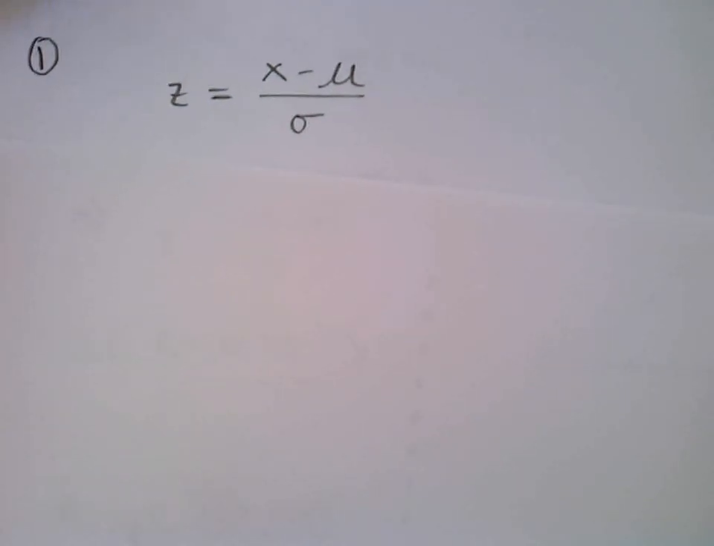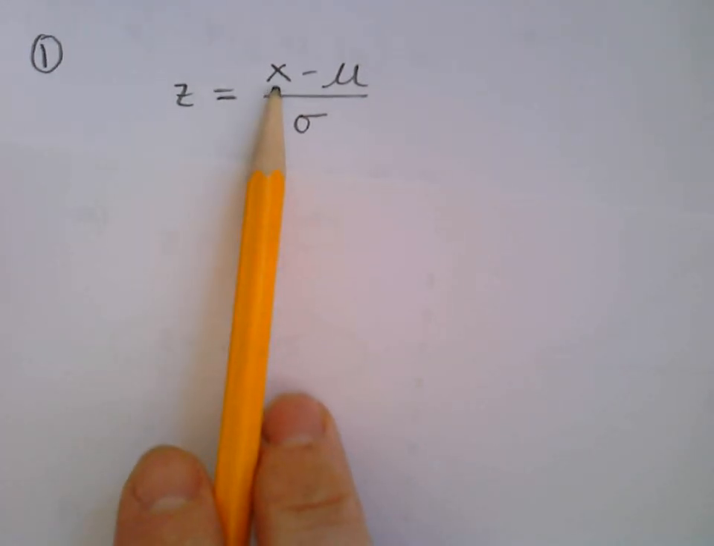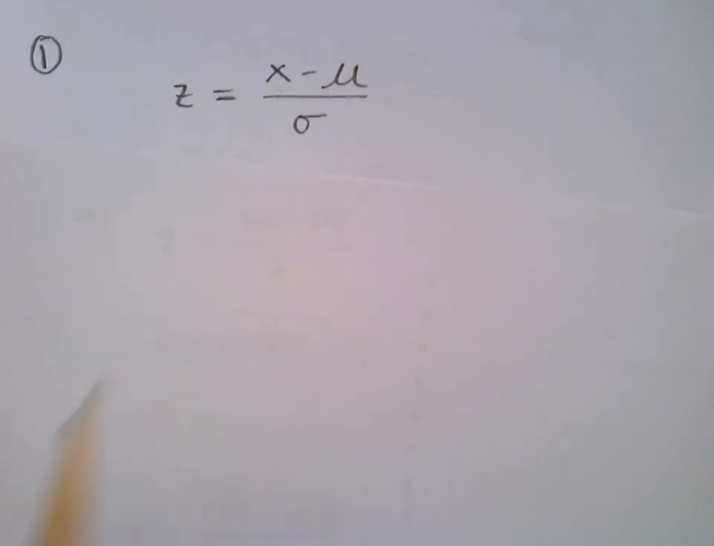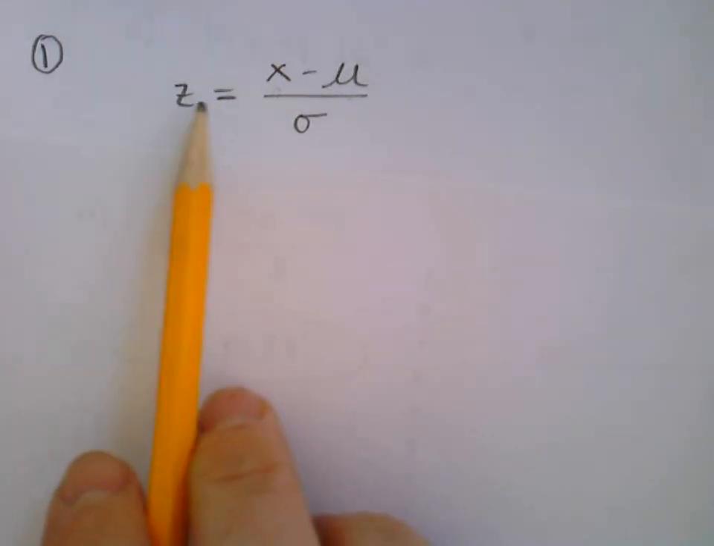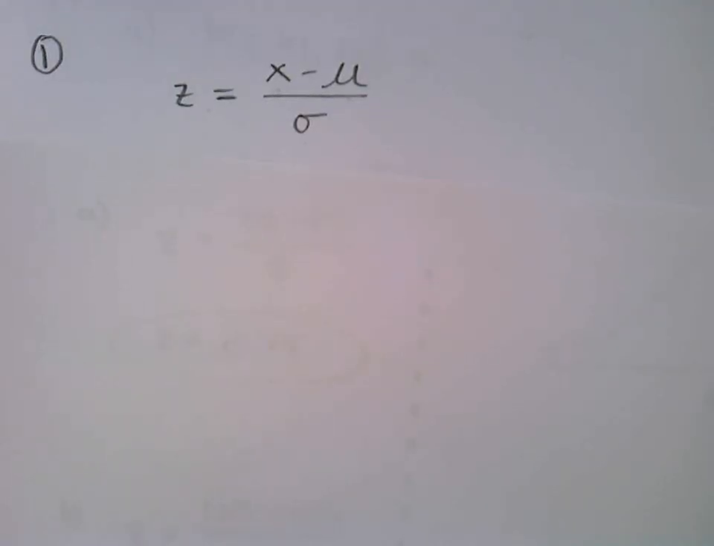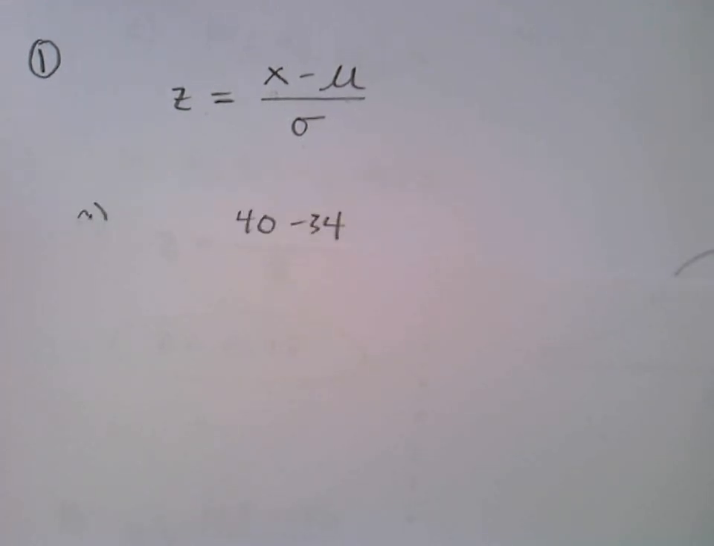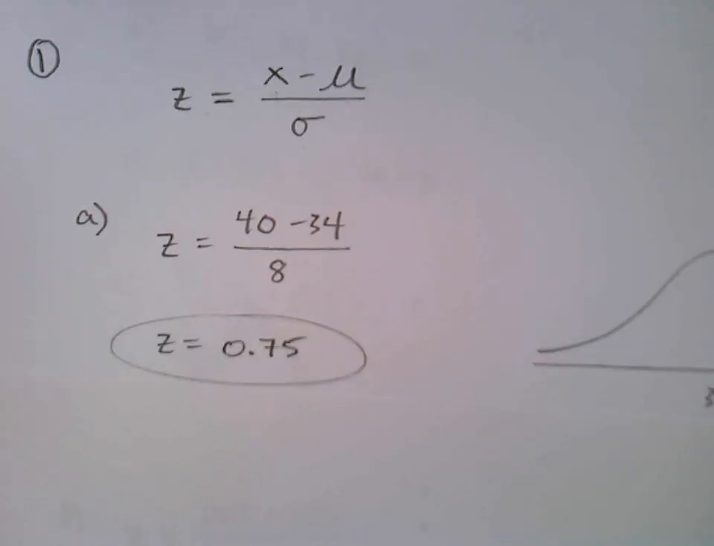Okay, so practice number 1, we've got this formula for the z-score. X represents the data value in question. Mu is the average, sigma is the standard deviation. In practice problem number 1, all we're doing is calculating the z-score. Let's just get used to this formula. We start off with x equals 40, the mean is 34, the standard deviation is 8. So we plug those in: our x value, our mean, our standard deviation. It's just that simple. Our z-score here is 0.75. Okay, but what does that mean?